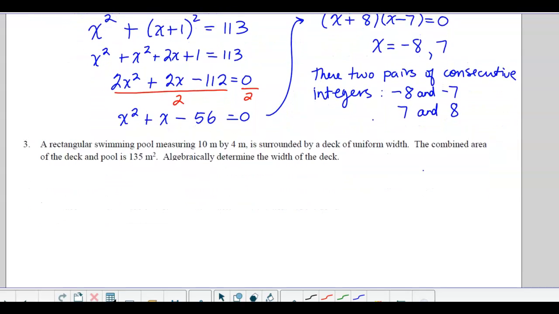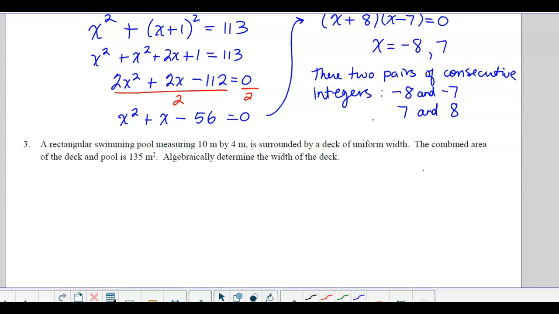So next one is another area question. It's just a little bit different, but it's a really common type of question to ask. So heads up. A rectangular swimming pool measuring 10 meters by 4 meters is surrounded by a deck of uniform width. The combined area of the deck and pool is 135 meters squared. Determine the width of the deck.